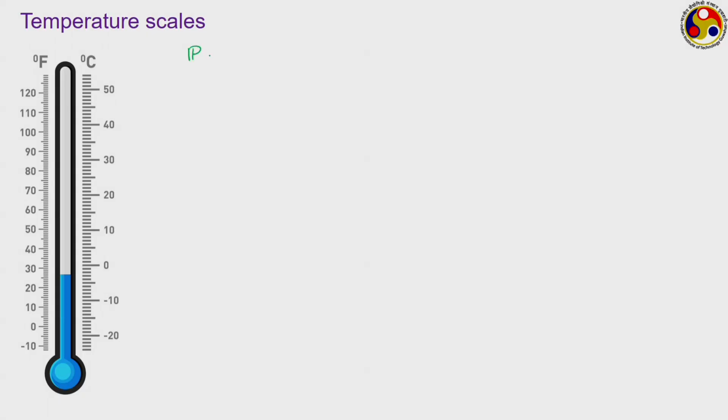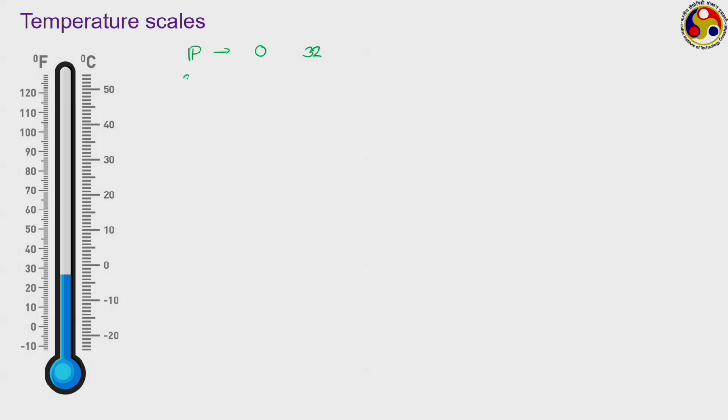We need to specify the reference value at 2 points, and the common choices for these 2 points are, one is called the ice point. Ice point refers to the temperature at which, under atmospheric condition, water starts to freeze, or in the reverse way we can say the ice starts to melt. So, in the Celsius scale, the ice point or the melting point of water is given a value of 0, whereas in the Fahrenheit scale that is given a value of 32.